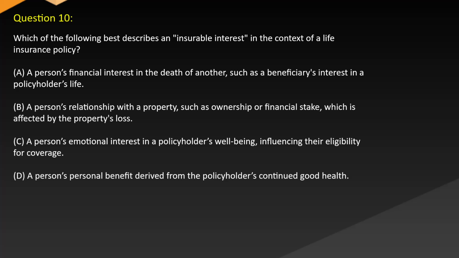A. A person's financial interest in the death of another, such as a beneficiary's interest in a policyholder's life. B. A person's relationship with a property, such as ownership or financial stake, which is affected by the property's loss. C. A person's emotional interest in a policyholder's well-being influencing their eligibility for coverage. D. A person's personal benefit derived from the policyholder's continued good health.